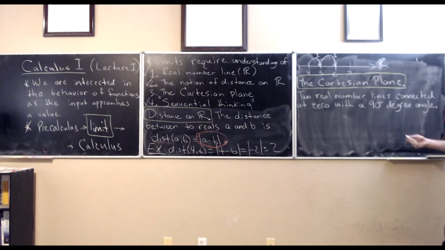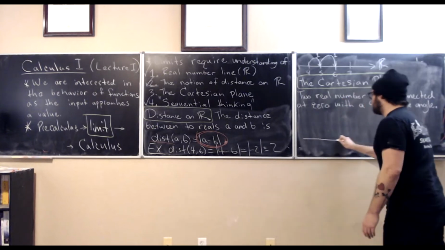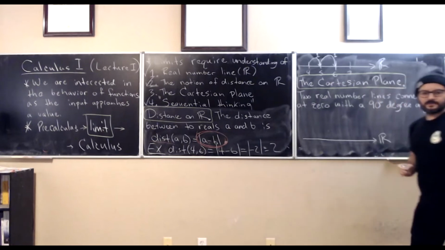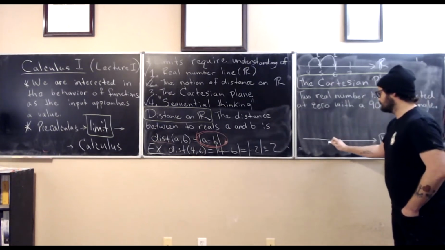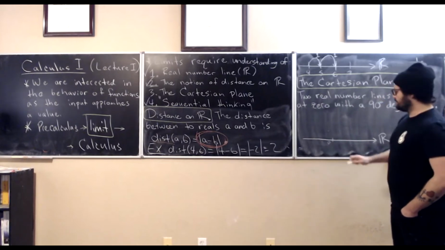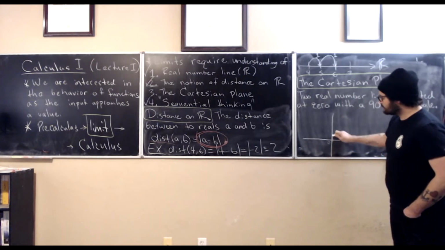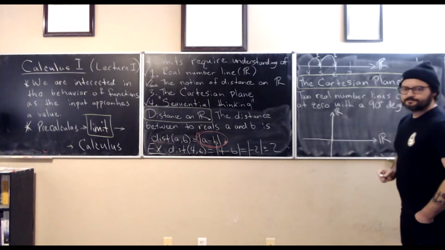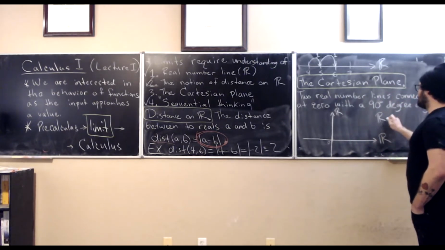Okay, and specifically it's this. So here's the real number line we were just looking at, right? Here's 0, right there. And then there's another real number line here. The Cartesian plane is often written R times R.